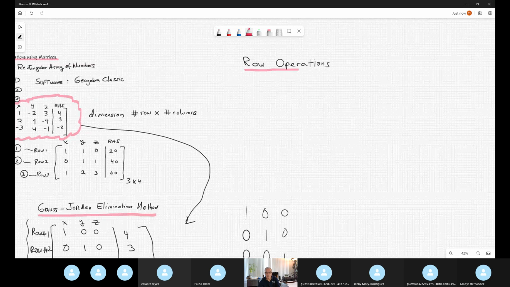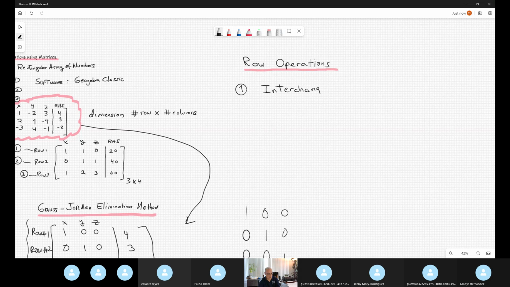So now, let me explain the row operation. We have 3 basic row operations. Only 3. Row operation number 1 is you can interchange 2 rows. So basically, of course, we can do that.